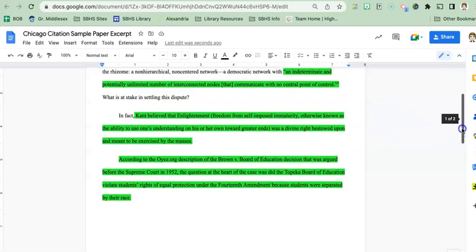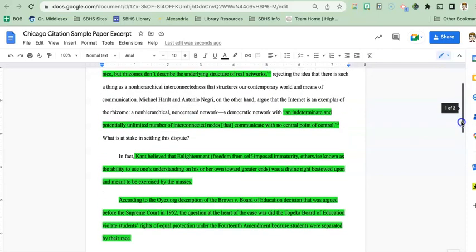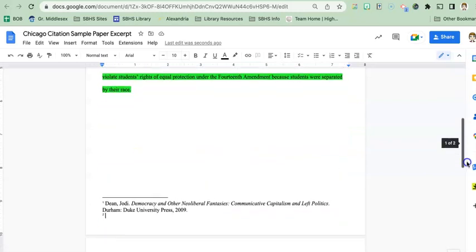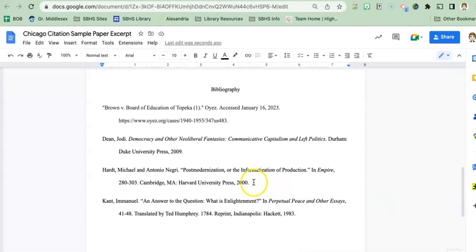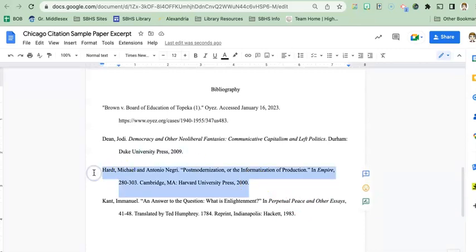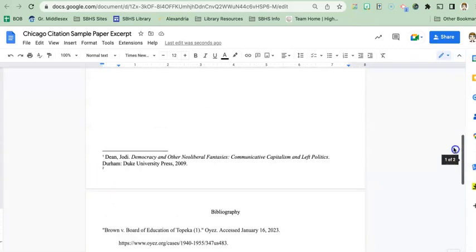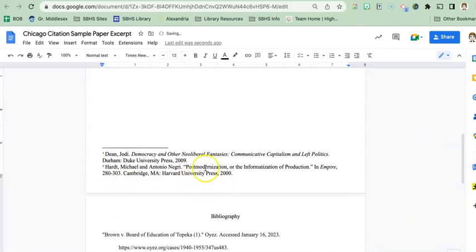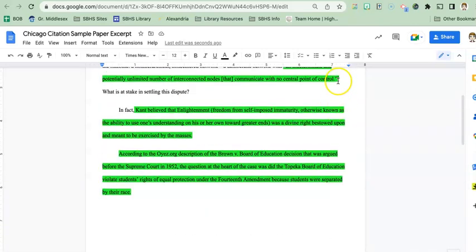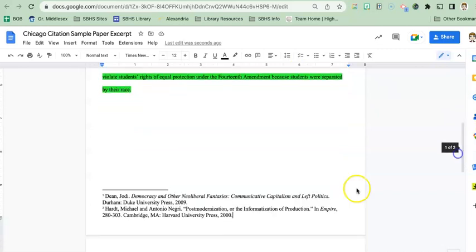And again, since I know it is that source from Michael Hart and Antonio Negri, I'm going to go to my works cited. I'm going to pick up that source. And the first time I use it, I'm going to paste it in my superscript. So if I get to this point in the paper and I want to know more about this source, if I look down the page, I should see it down at the bottom.